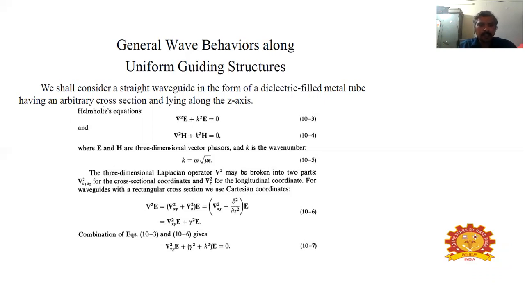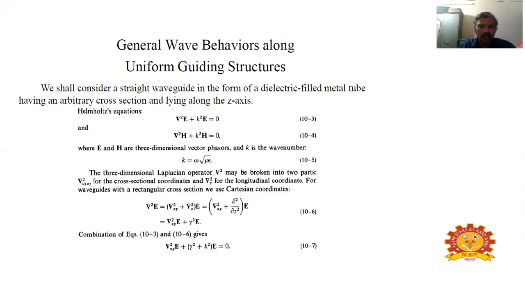The three-dimensional Laplacian operator, del squared, may be broken into two parts: del squared xy for the cross-sectional coordinates, and del squared z for the longitudinal coordinate. For waveguides with rectangular cross section, we use Cartesian coordinates. Del squared E is equal to del squared xy plus del squared z, the whole thing being covered by the brackets, into E. That is equal to del squared xy plus dou squared by dou z squared, into E. That is equal to del squared xy into E plus gamma squared E.